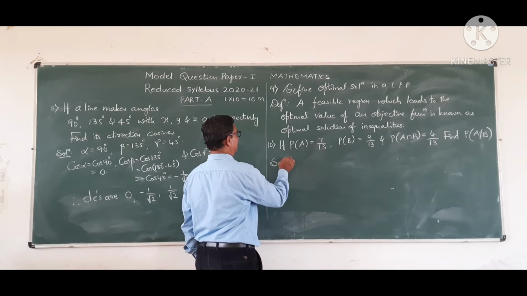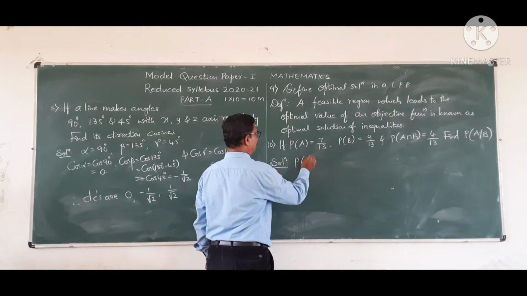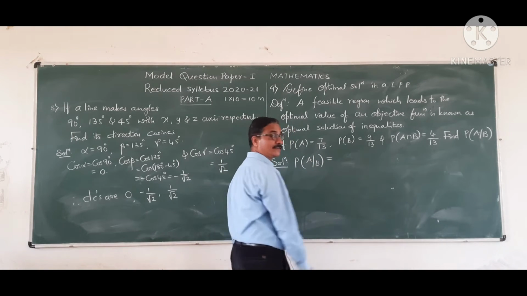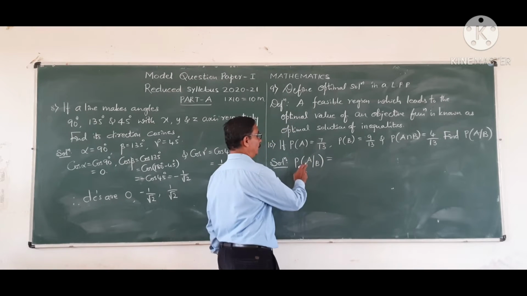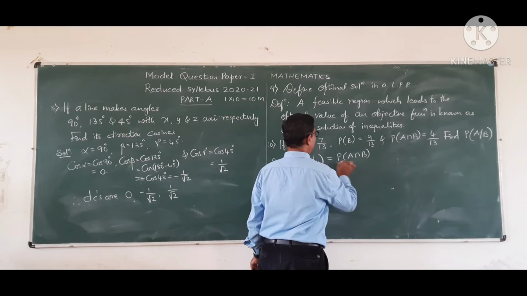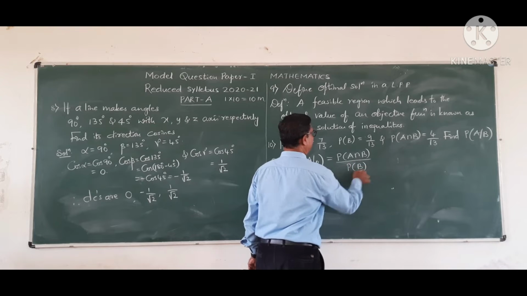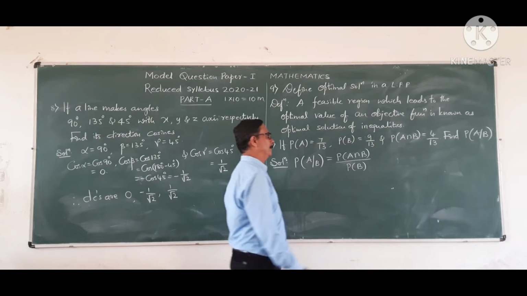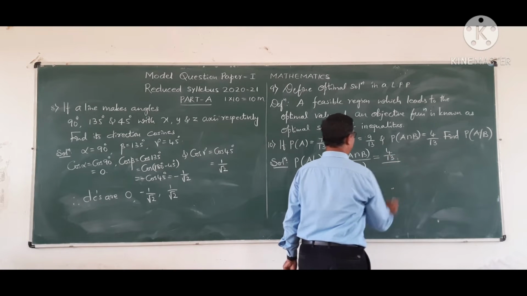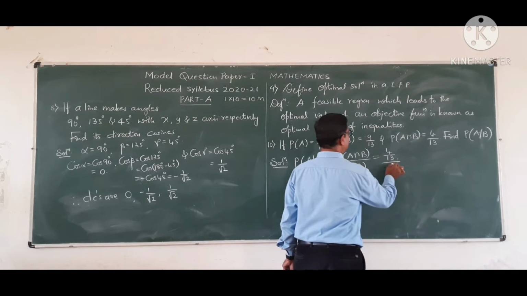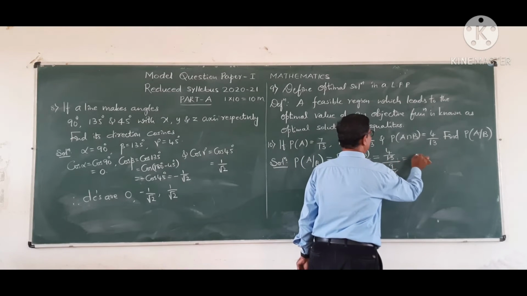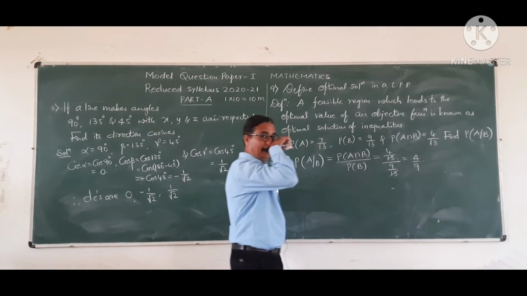Look here. So conditional probability of A given that B is equal to, what is the formula? Do you remember? Probability of A given B is equal to probability of A intersection B divided by probability of B. That is equal to, what is probability of A intersection B? 4 by 13. What is probability of B? 9 by 13. 13, 13 cancel. That is equal to 4 divided by 9.